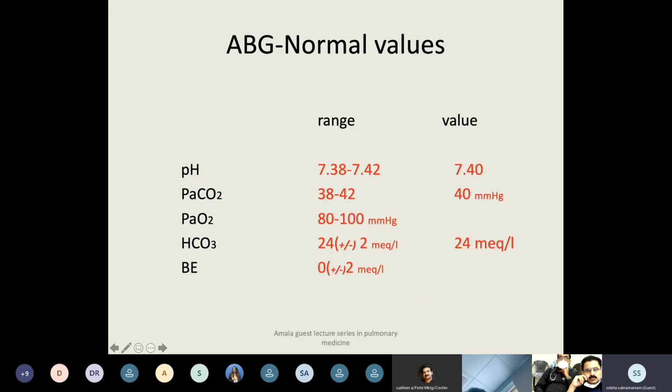Now, coming to the normal values, the pH normal value is 7.40. The range can be between 7.38 to 7.42. PaCO2, the value is 40 millimeters and the range is 38 to 42 millimeters. PaO2 anywhere between 80 to 100 is the normal range. Bicarbonate is 24 plus or minus 2. I will put 24 milliequivalents as the normal value of bicarbonate. Then base excess is plus or minus 2 milliequivalents per liter.